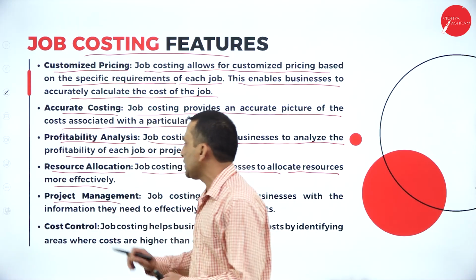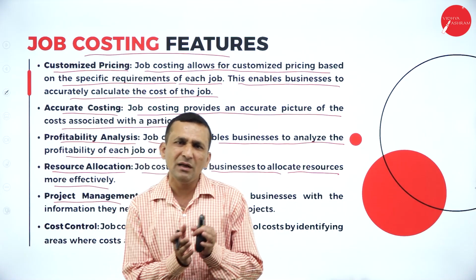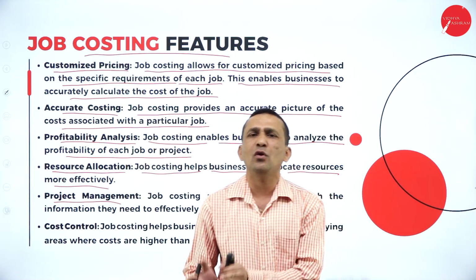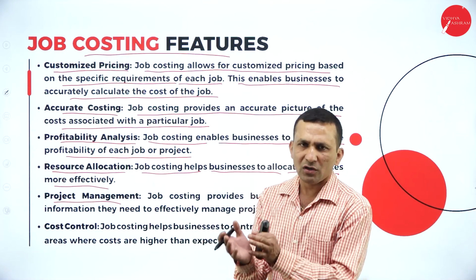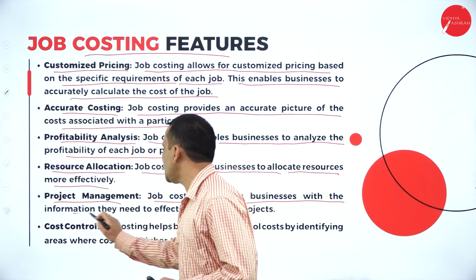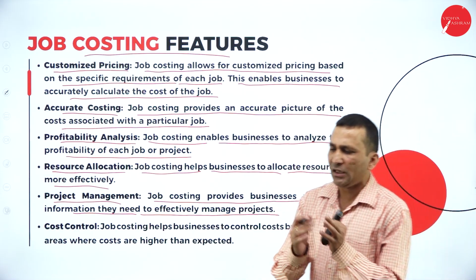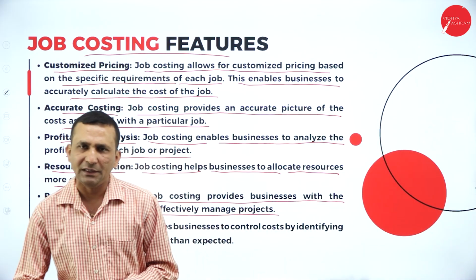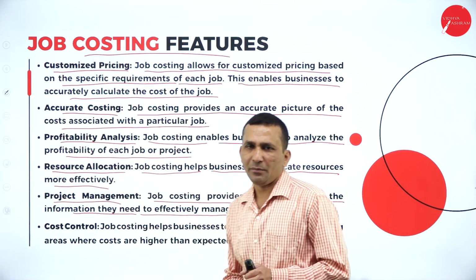Next, project management. Not only for individual jobs, we are not producing only products, we are also going for projects. For each and every project we are trying to go for job costing. And job costing provides the business with the information they need to effectively manage the project, because each project has a specific period in which to be completed. So with what is required known, project management can be done easily.